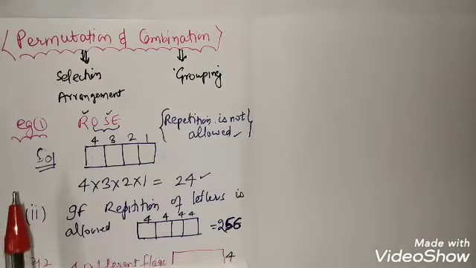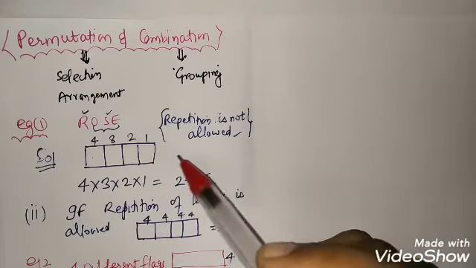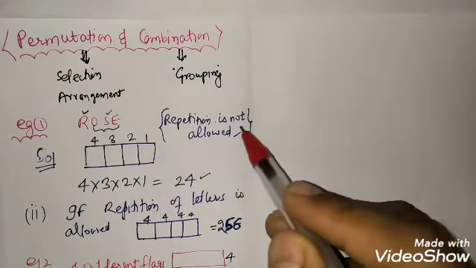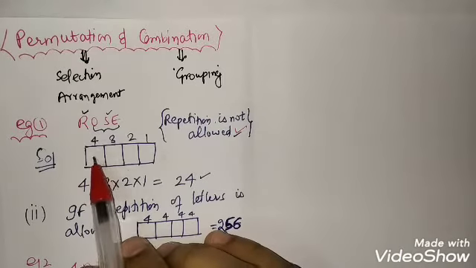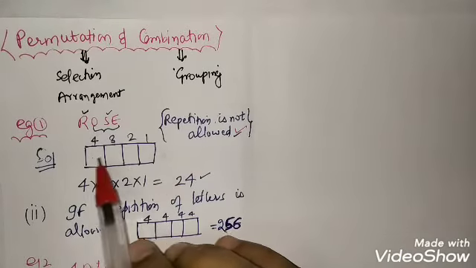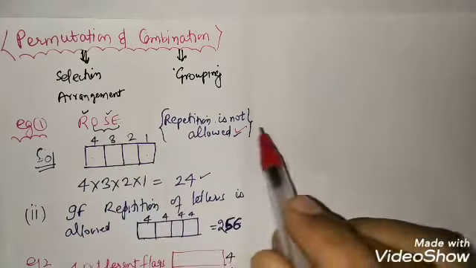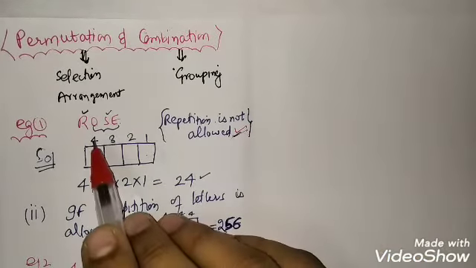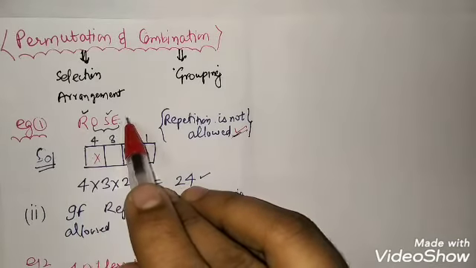How many words can be formed? The example says how many words of the word ROSE can be formed by using these 4 letters of the word ROSE with or without repetition. The example says the repetition of letters is not allowed. So we are having 4 different boxes over here, and we are having 4 letters: 1, 2, 3, 4. Repetition is not allowed. So I can fill that particular box by using 4 different letters.